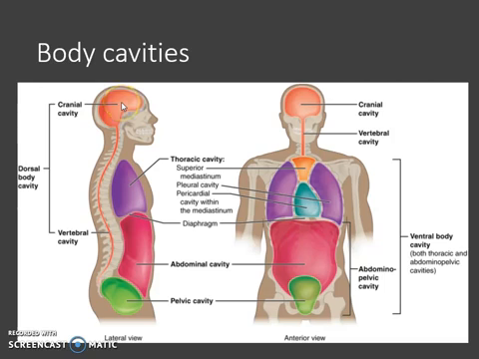The dorsal body cavity is made up of the cranial cavity, which is where the brain is located, and the vertebral cavity, which is where the spinal cord and vertebrae are located.